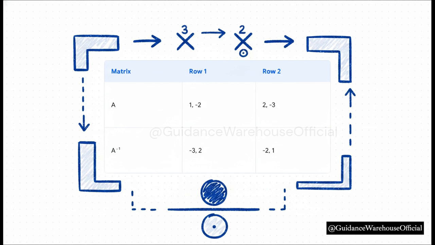Since 1 over 1 is just 1, we don't even have to mess with any fractions. We just swap the 1 and the -3, flip the signs of the -2 and the 2, and boom, there's our inverse matrix. -3 and 2 on the top row, and -2 and 1 on the bottom.